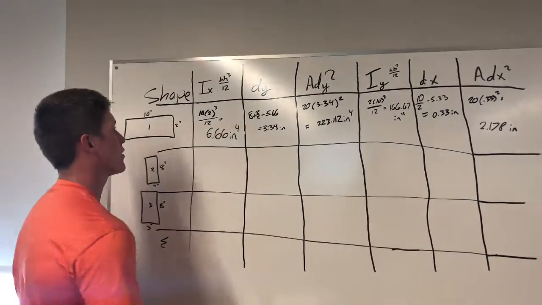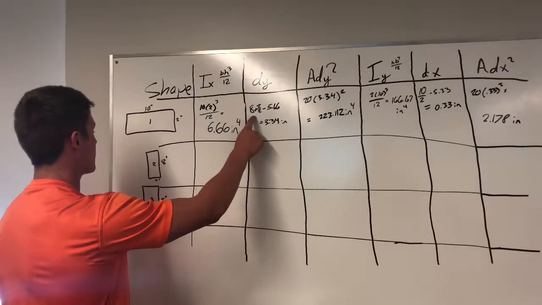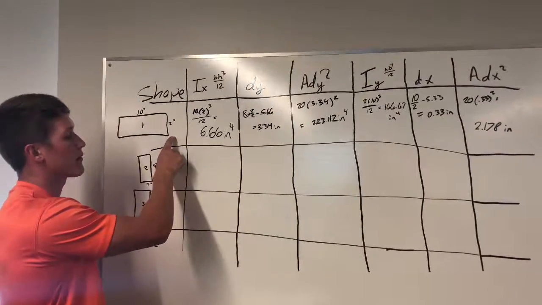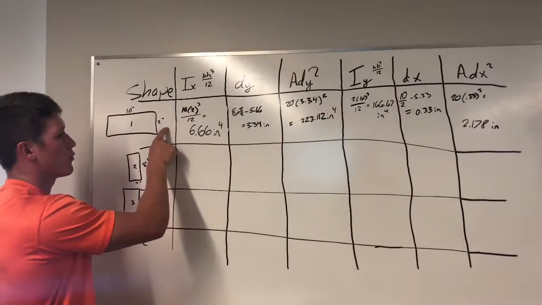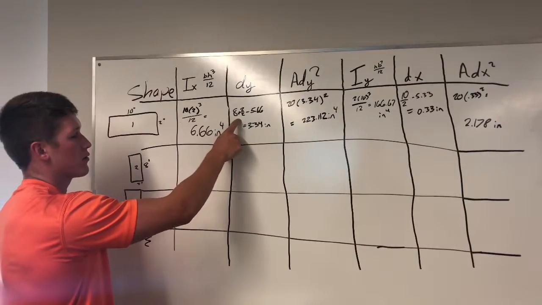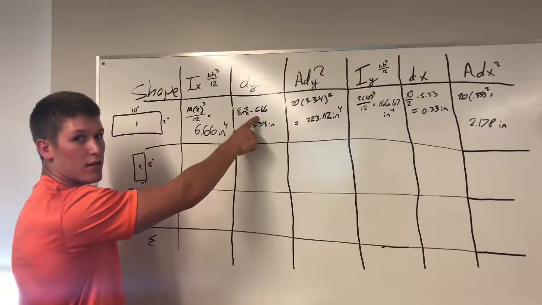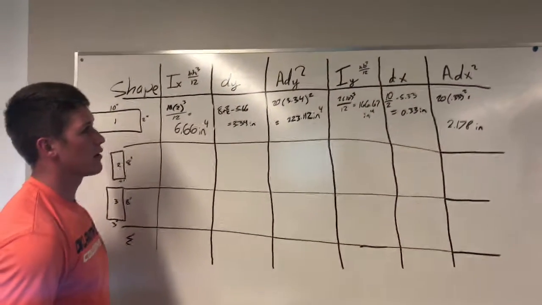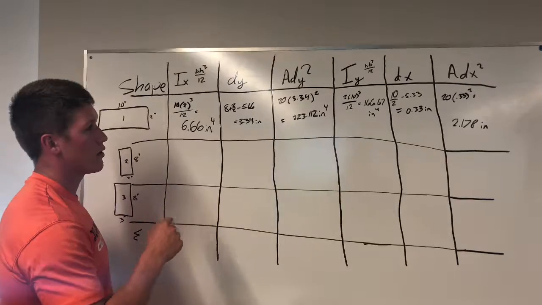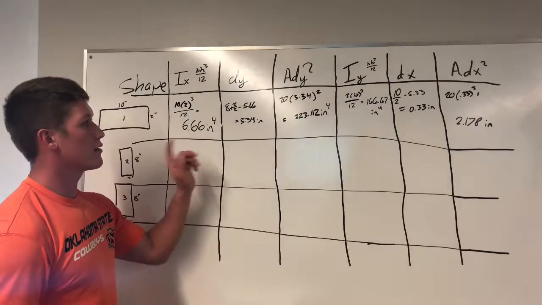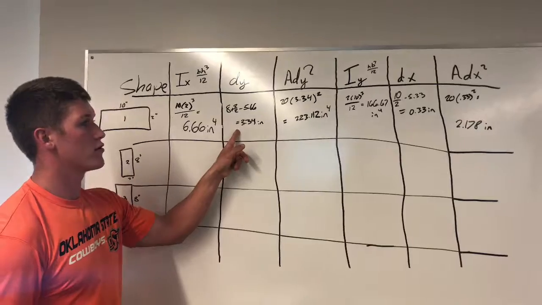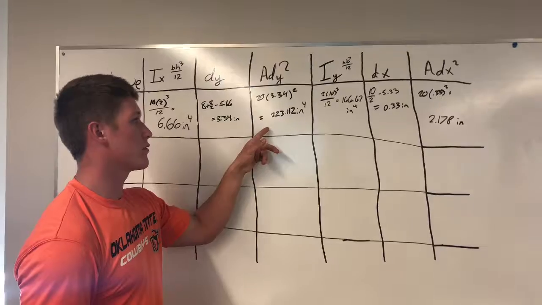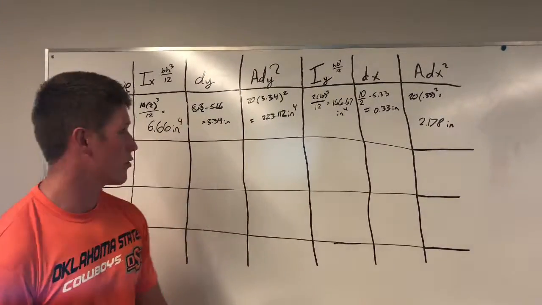Then moving on to dy, we're going to take the height, which in this case is 8 before we get to the first shape. And the centroid of number 1 is 2 over 2. So with that, we're going to minus the actual centroid, and we're going to come out as 3.34 inches. Then moving on to Ady squared, we are just simply going to take the area times this number, so it's 20 times 3.34 squared, and we're going to come out with 223.112 inches to the fourth.